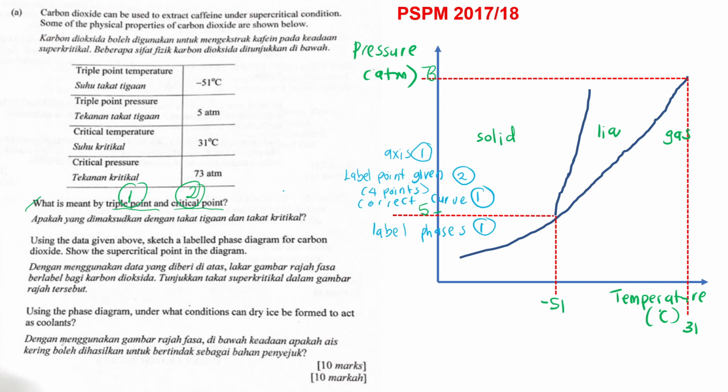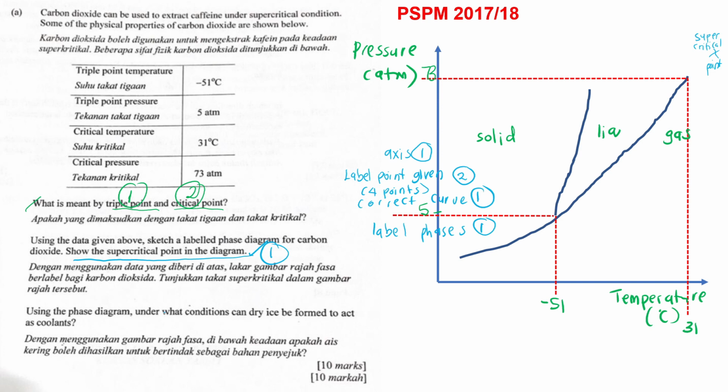Then the question is not finished yet. Show the supercritical point. If the critical point is here, the supercritical point must be above this critical point, somewhere here. So we label here as the supercritical point, but it must be above the critical point. For labelling the supercritical point in the diagram, 1 mark.